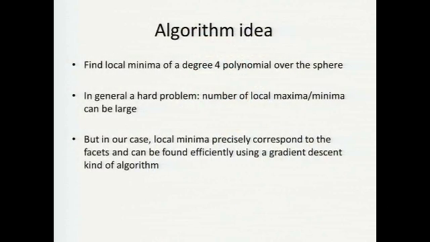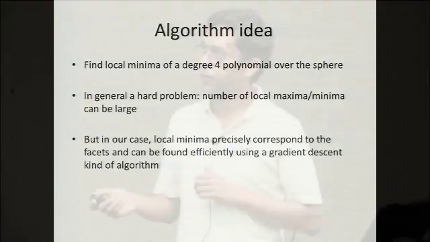And so our problem now is to find local minima of a degree 4 polynomial on a sphere. In general, it's a hard problem. The number of local maxima or minima can be very large, it can be exponential. But in our case, local minima precisely correspond to the facets, which are just 2n in number, and they can be found efficiently using a gradient descent kind of algorithm. So that's it. You can find the orientation of the cube by finding the fourth moment and then using gradient descent to find the local minima of this function.